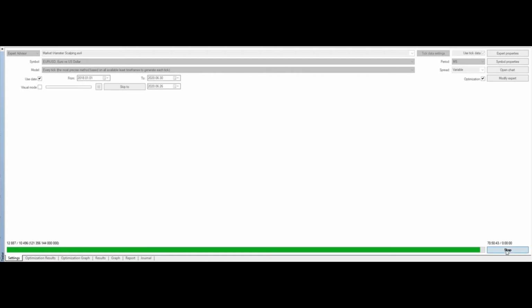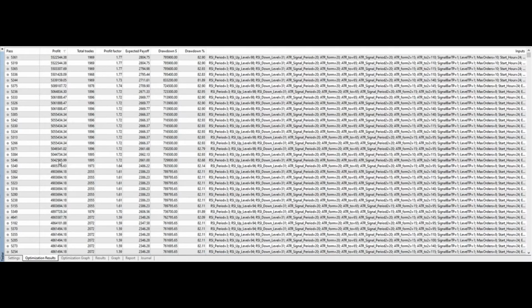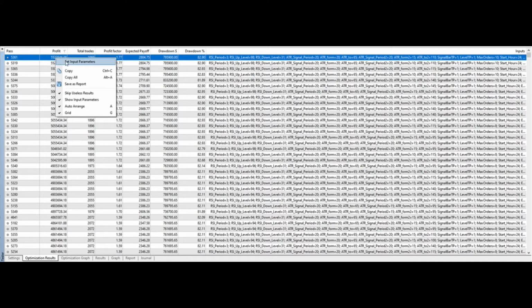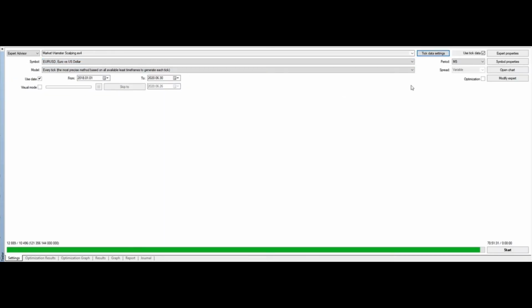So just stop this now because I think we've run 70 hours is enough. We're not going to get any better results. So what you do is you select the one you want. So let's go for the highest one. This is over $5.5 million on 82% drawdown. Like I said, it started off with $1,000. So you right click, enter the input parameters.